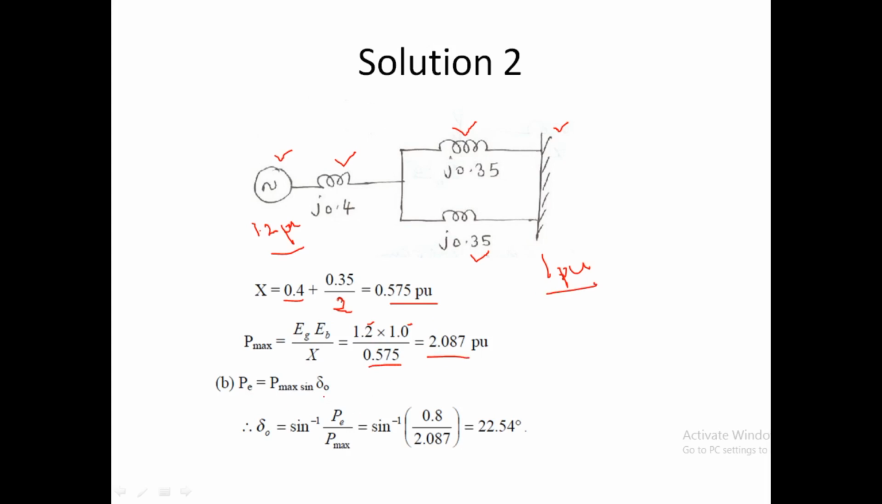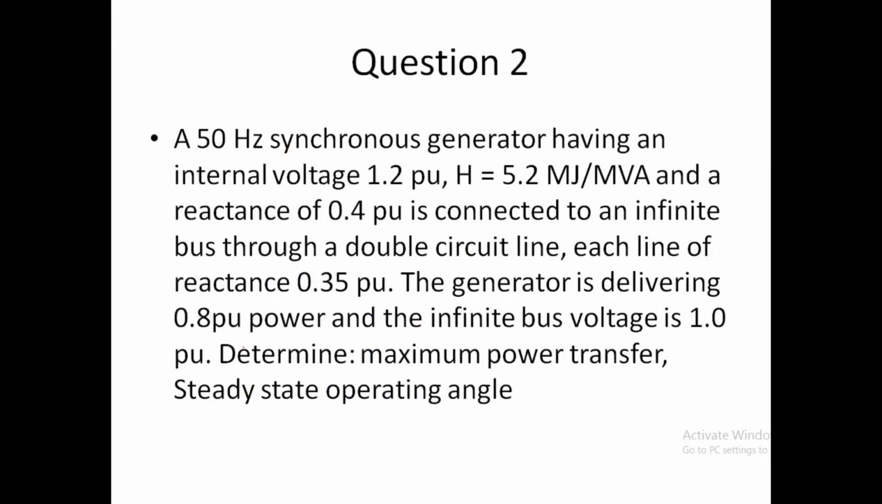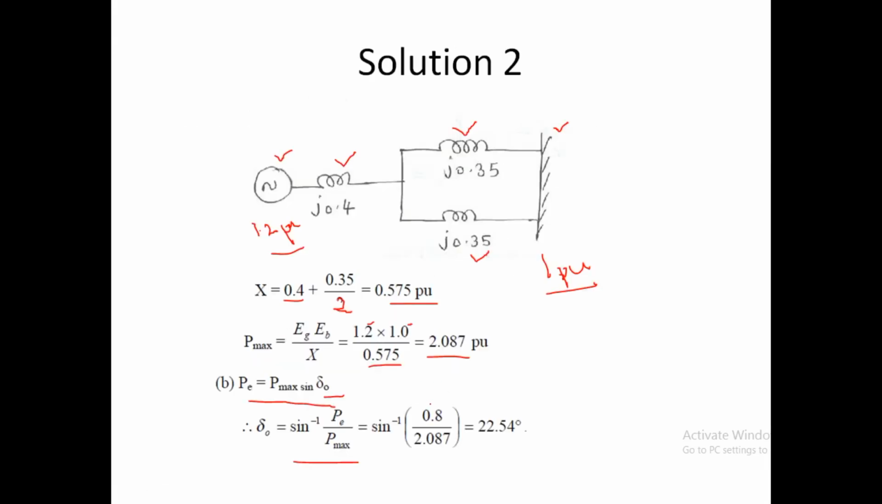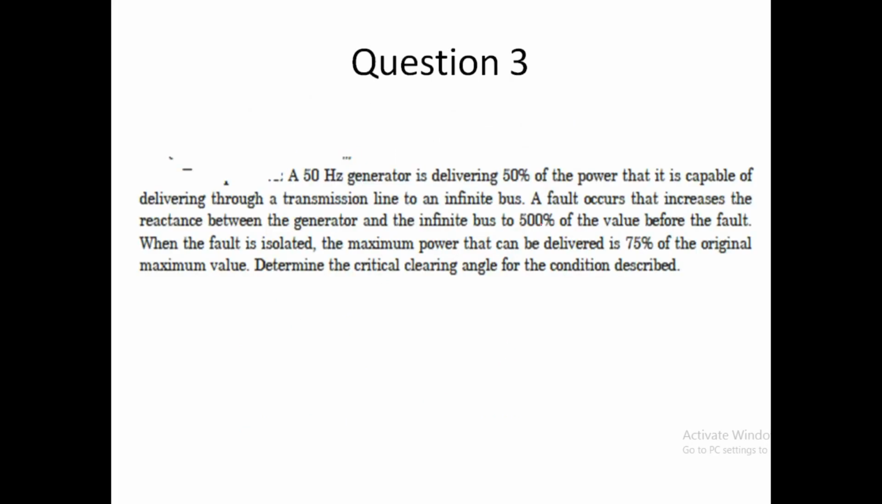Now you have to find the angle delta 0. P equal to Pmax into sin delta 0. So delta 0 is sin inverse of P by Pmax. PE, the electrical delivered power, is given here as 0.8 per unit. So P is 0.8 divided by the maximum power 2.087. So delta 0 will be 22.54 degrees.